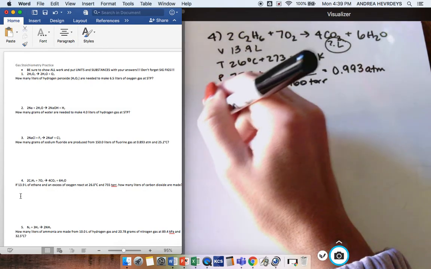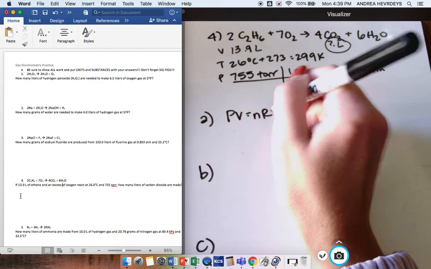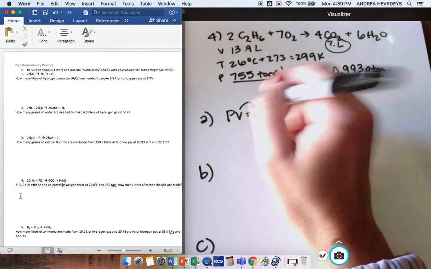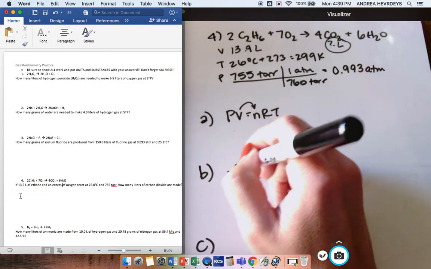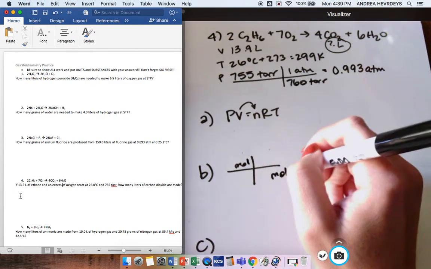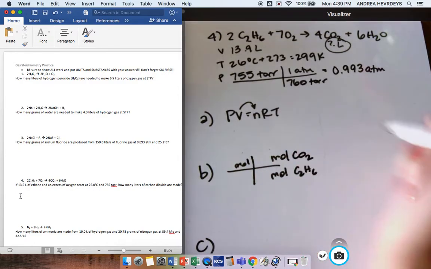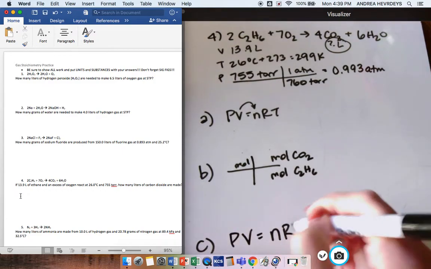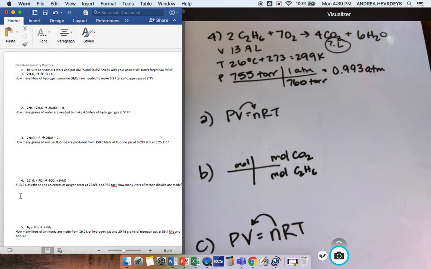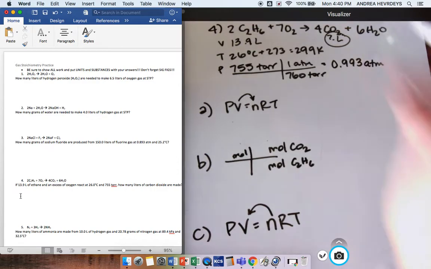So I'm going to call them step A, step B, and step C. So A is PV equals nRT to take that volume and find the moles of ethane. Then in B, we got to set up a mole ratio of moles of ethane and finding moles of carbon dioxide using my mole ratio. And then in C, we got to go back to PV equals nRT to get back to volume. Okay, so this is going to be a longer question.